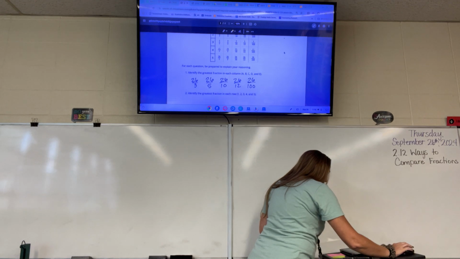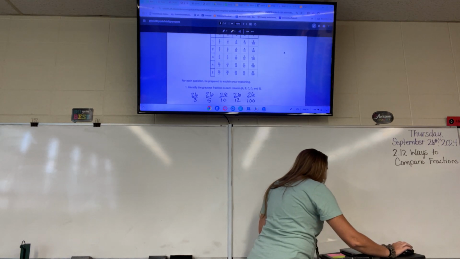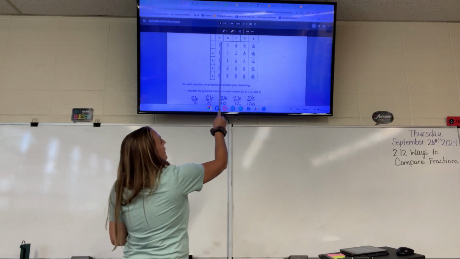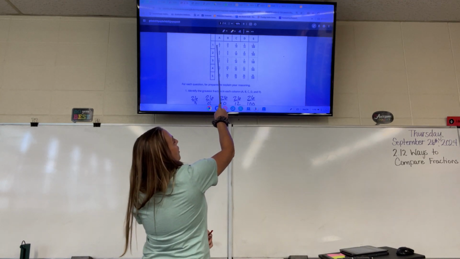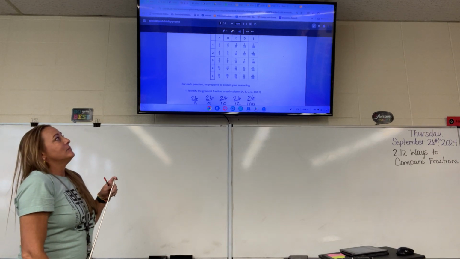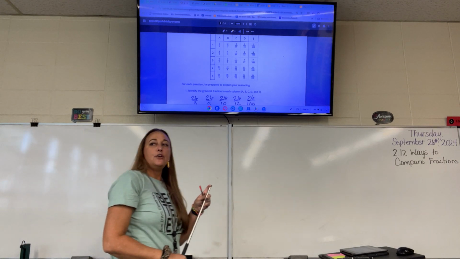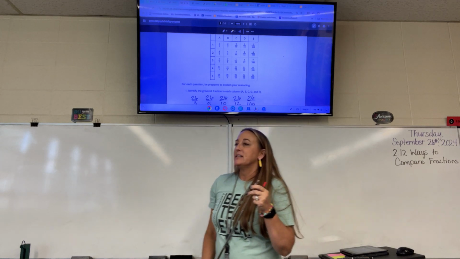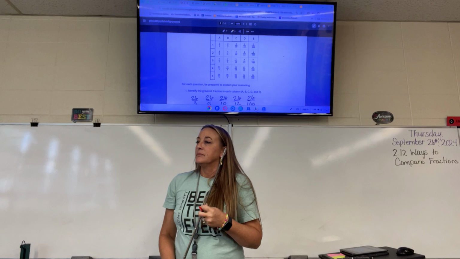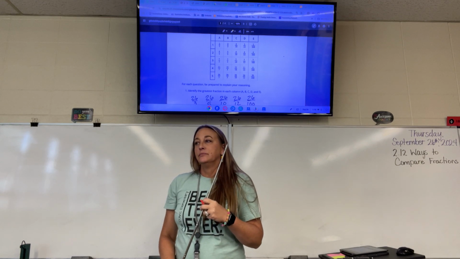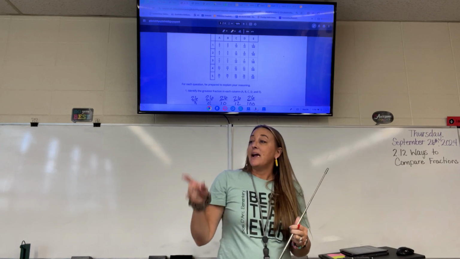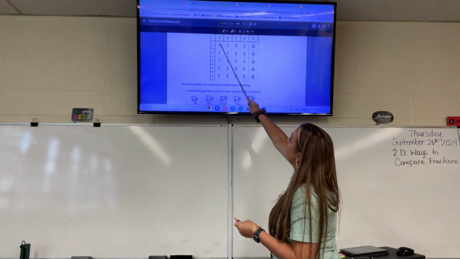Next, they want us to identify the greatest fraction in each row. So that means going across. What do you notice about all of those fractions across the number 1 row? What do you notice about all of them? Jackson? Well, no, the numerators at the top, they're all 2. Exactly right. Yes, give yourself a point. They're all 2s, aren't they?